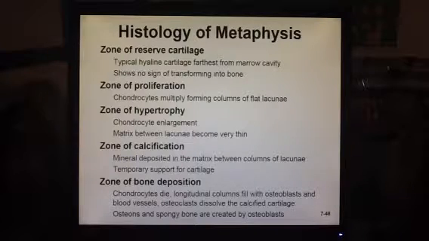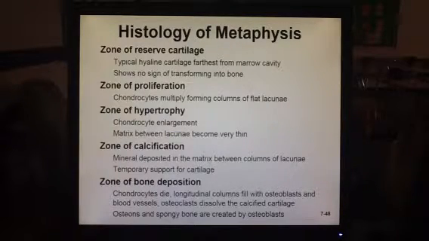So the hyaline cartilage that's furthest from the marrow cavity doesn't look like it's transforming into bone. It looks just like regular hyaline cartilage, and that's called reserve cartilage. And then in the zone of proliferation, those chondrocytes, which are the cells in the hyaline cartilage, are going to multiply, and they form columns of flat lacunae. And then in the zone of hypertrophy, they enlarge, and the matrix between the lacunae becomes very thin.